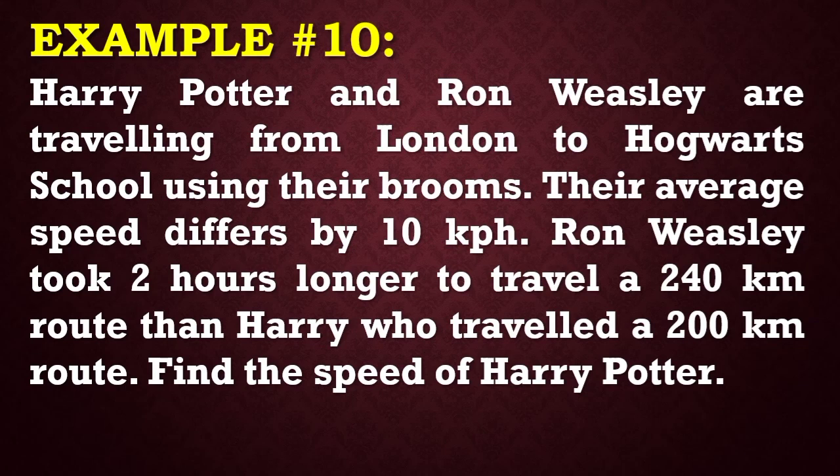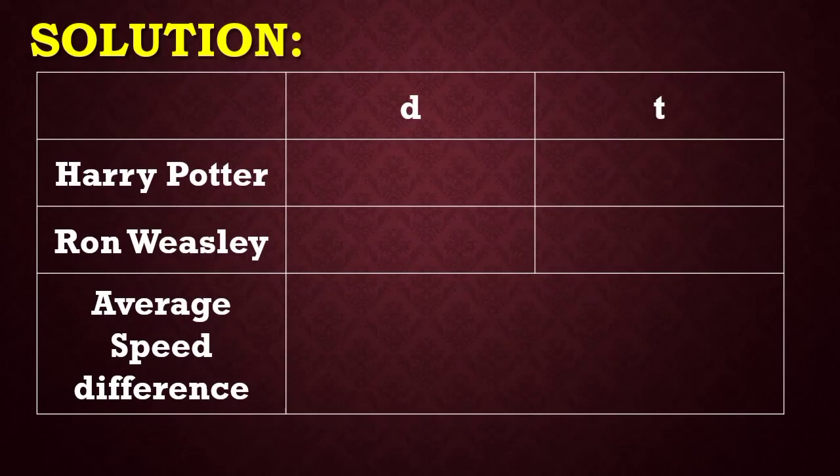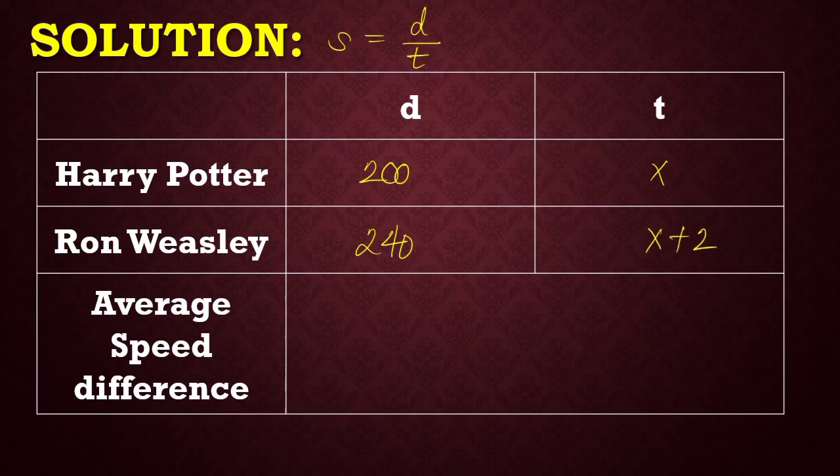So, para mas maipakita sa inyo yung given, so for our solution, gawa tayo ng table wherein makikita natin dito sa second column yung D stands for distance, and then T stands for time. Kasi yung formula po ng speed ay distance traveled over time. So yung si Harry Potter po, 200 kilometers. And then X hours siya, kasi hindi naka-indicate. So si Ron Weasley naman, 240. And then 2 hours longer daw siya dun sa time ni Harry Potter. So that is X plus 2. And then yung average speed difference nila is 10 km per hour.